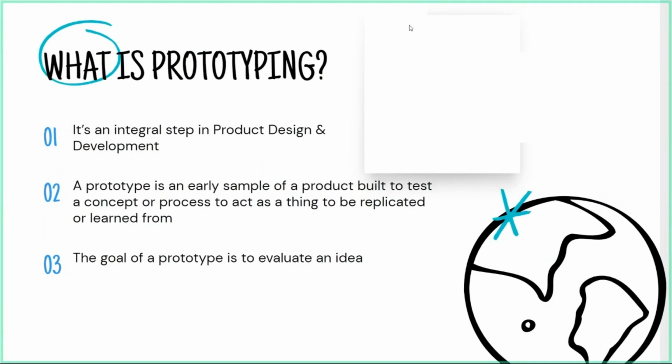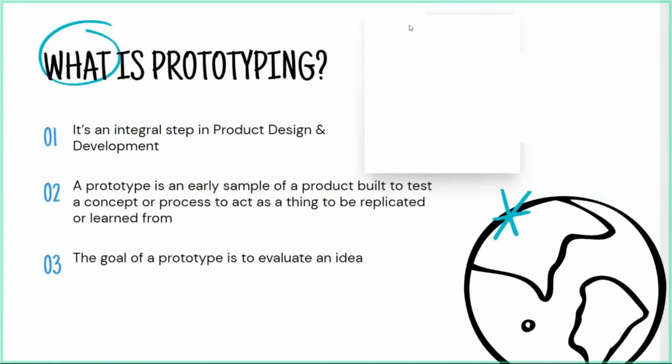Now, if you followed along so far, in point two, I mentioned a prototype is a sample built to test your concept. That sounds like a proof of concept. How is it different from a prototype? And in point three, I mentioned the goal of a prototype is to evaluate your idea. That sounds like a minimum viable product, right? That sounds like an MVP. Now, how does a prototype differ from that?